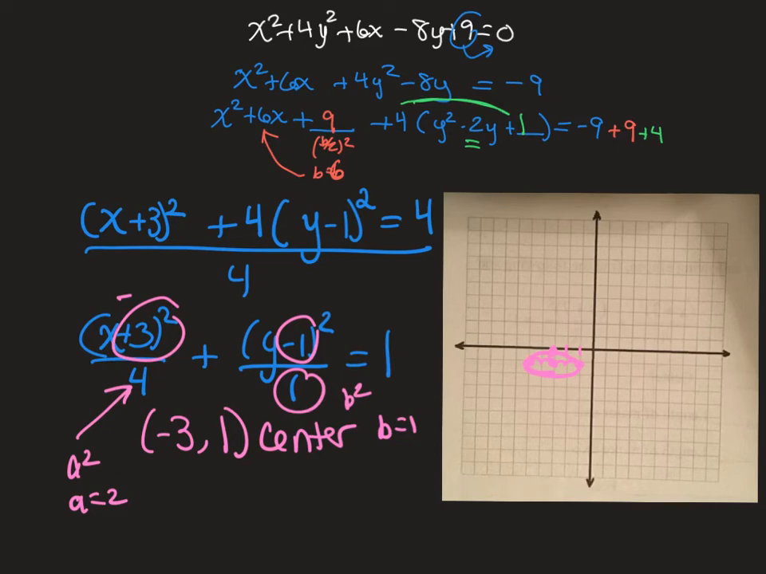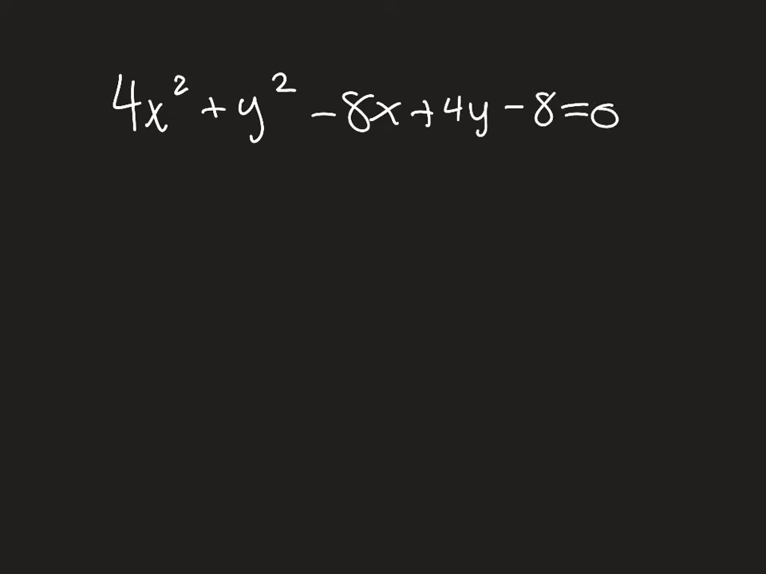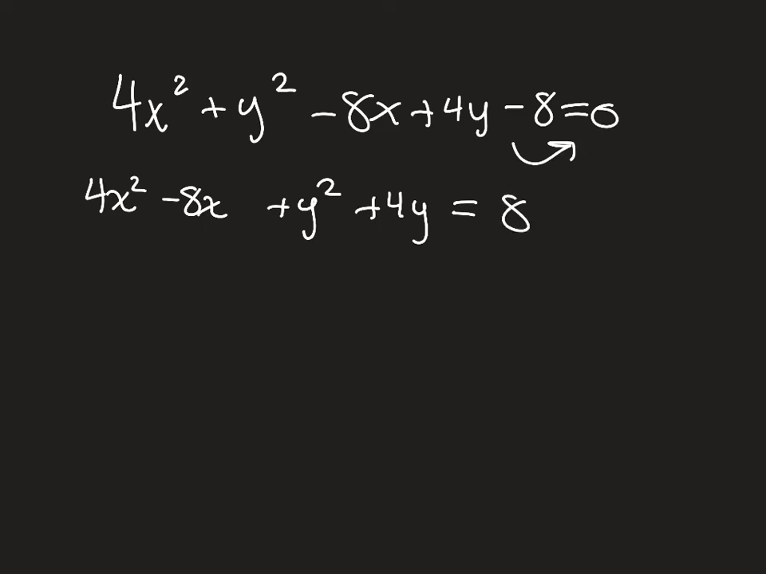Okay, one more problem. In the next problem, we don't have to draw anything, but we have to do the same process to find stuff. So let's do this. Number 3 on page 103 says that I have 4x squared plus y squared minus 8x plus 4y minus 8 equals 0. I'm going to move this 8 to the other side, and I'm going to regroup. So 4x squared minus 8x plus y squared plus 4y equals 8.